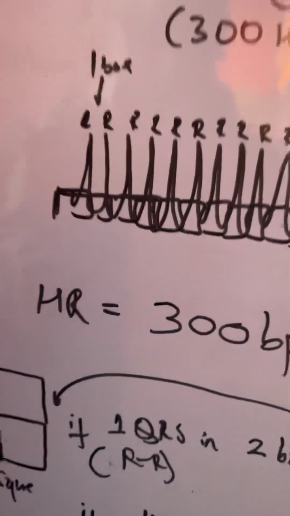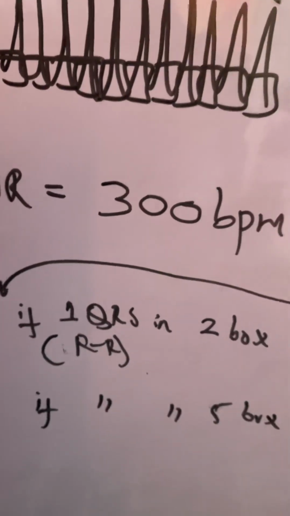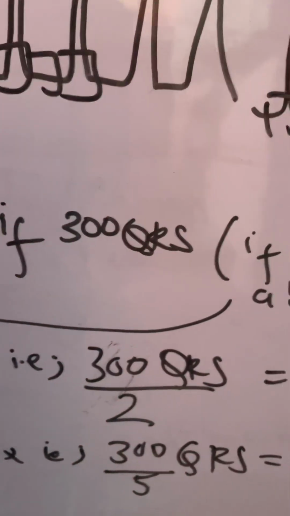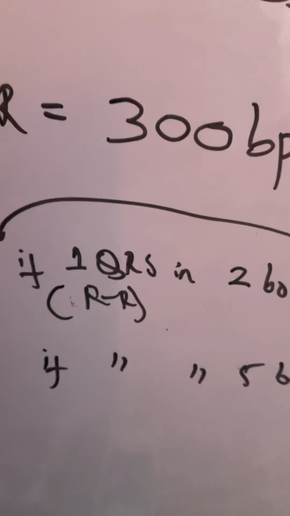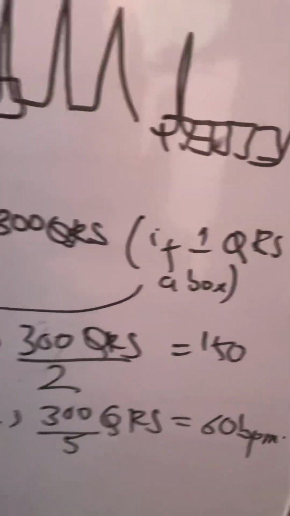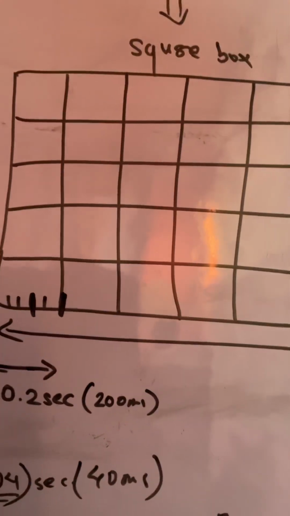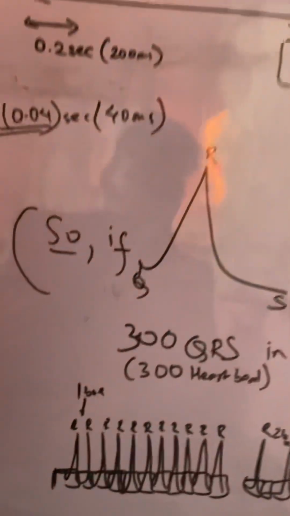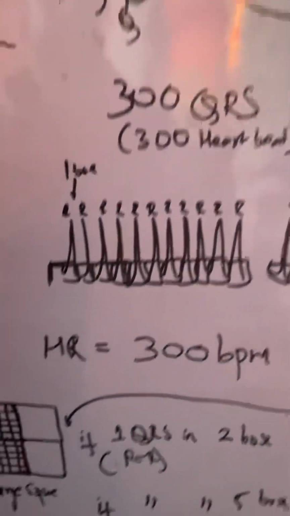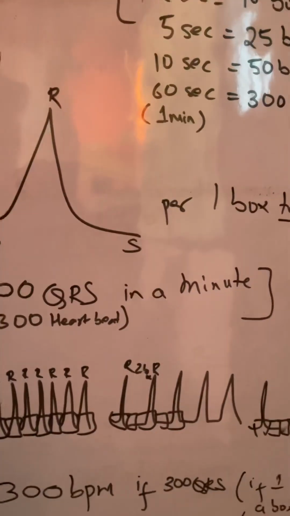So that will show a heart rate of 300 beats per minute if there is 1 QRS in a box. Then what if 1 QRS in 2 boxes? Then that will be 300 divided by 2, which is 150. If there is 1 QRS in 5 boxes, then that is 300 divided by 5, which is 60 beats per minute. So in this way, if we count the number of large boxes between R waves, we can divide and make the calculation of the heart rate.